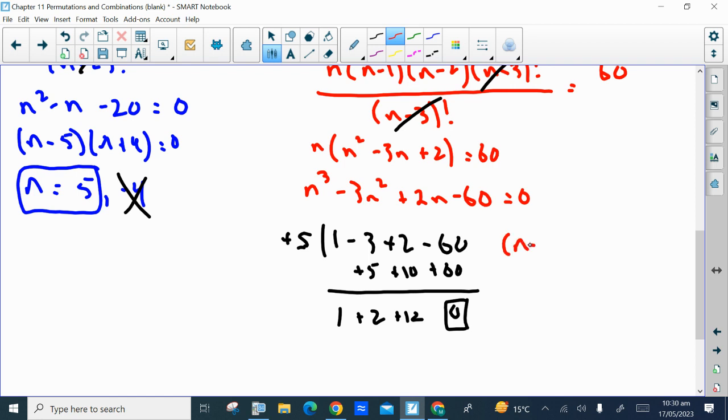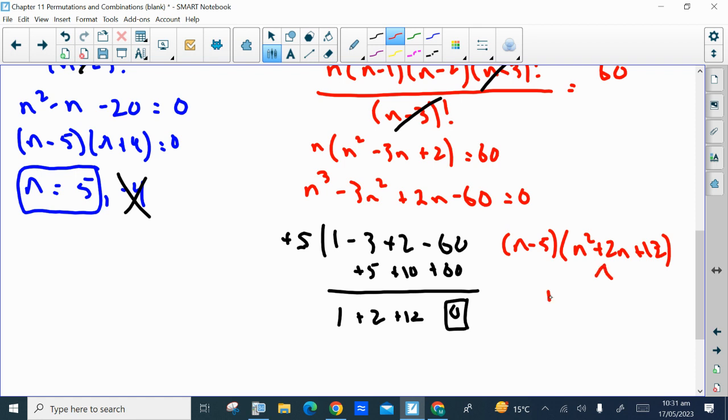So again, n minus 5 is one factor. The other factor is n squared plus 2n plus 12, which cannot be factored. So what that means is that if there was a 0 for this, it would be irrational. We'd use the quadratic formula to get it. But remember, we said at the start that n had to belong to the set of natural numbers, because n is the number of items you're choosing from. It has to be a natural number. So therefore, there's only one answer, and that's n equals 5.